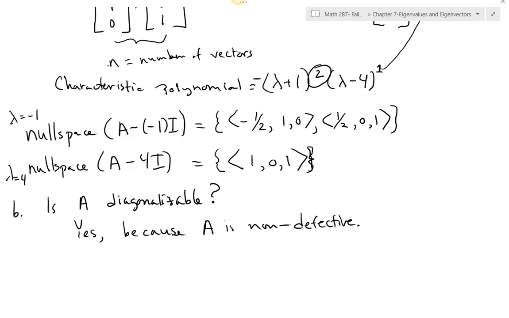All eigenvalues are always linearly independent. So no, that's not it.